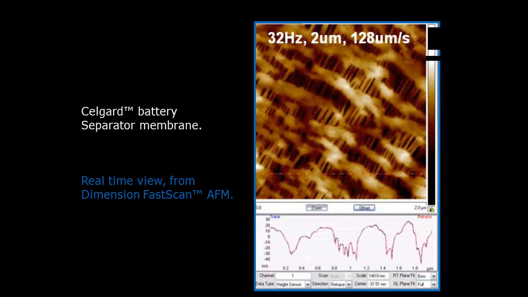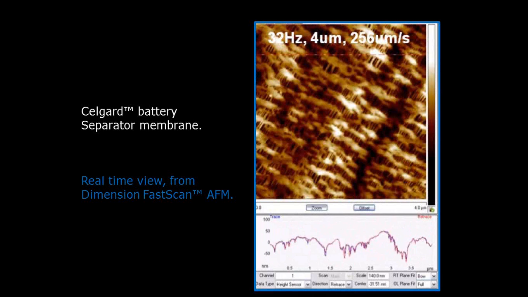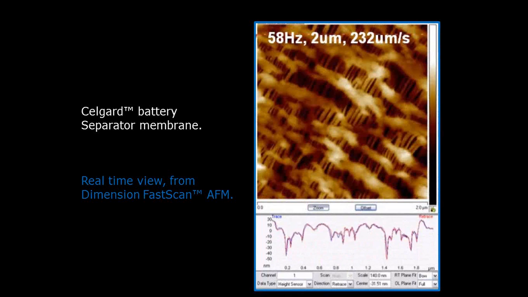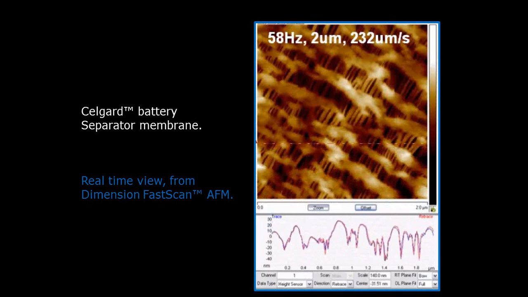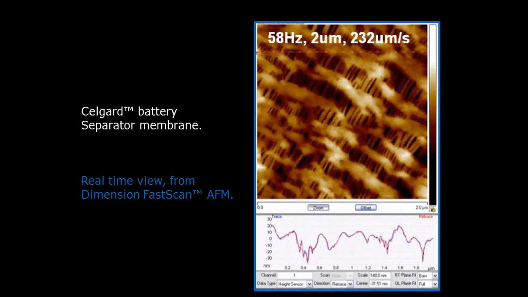To give you an idea what that looks like in practice, here's a real-time view of the Dimension FastScan AFM imaging a CellGuard battery separator membrane. CellGuard is created in a directional stretching process. CellGuard is a good AFM speed test sample because the fine vertical filaments are freely suspended between the more robust horizontal elements. Therefore, one can see how the AFM tracks the surface into the gaps between the filaments and how well lateral forces by the tip are controlled. If the forces would increase at the higher imaging rate, the filaments would be deformed or destroyed.